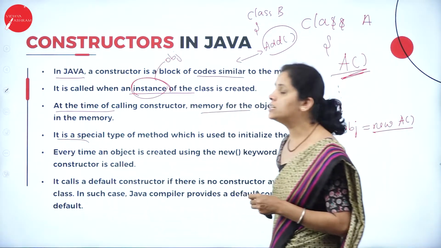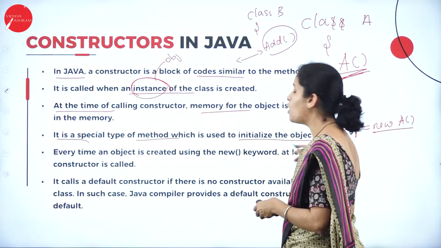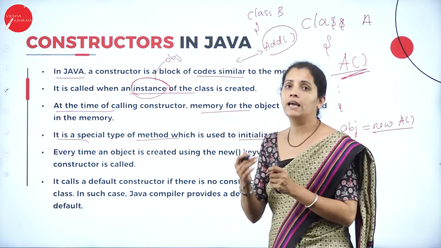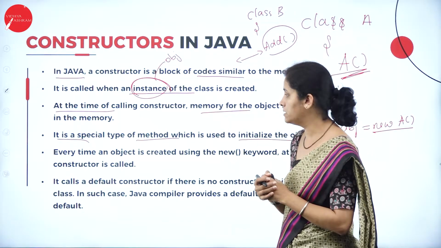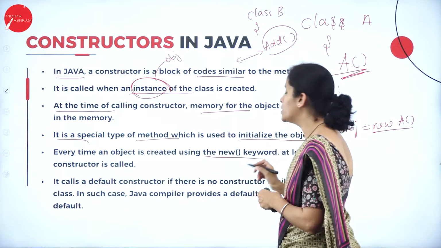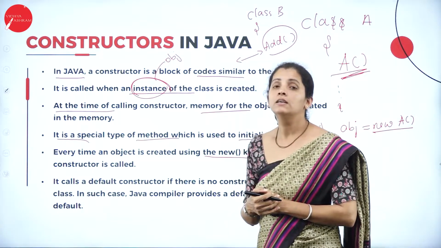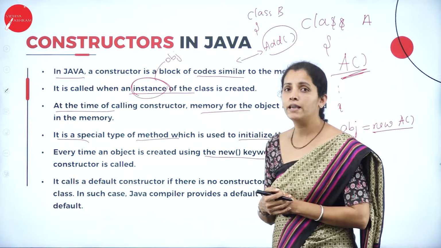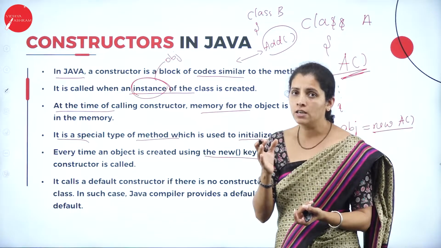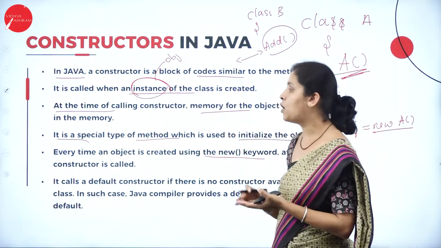It is a special type of method which is used to initialize the object. So, dear student, if I want to initialize the object, then I can use a constructor. Every time an object is created using the new keyword. So, dear student, in Java, each time objects are created by using the new keyword, what is going to happen? The memory is allocated for that object.